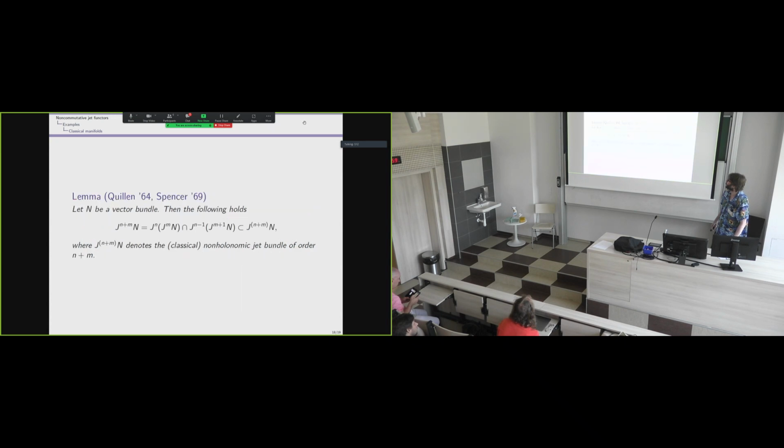Okay, so some more structure theory. This result is actually from Quillen's PhD thesis, but that's a bit difficult to find. And it was also referenced by Donald Spencer in 1969. And it says that as submodules of non-holonomic jets, you have that n plus m jets is this intersection, for all n and m positive. And this is what we are going to use to prove the equivalence of the classical n jets and our n jets.